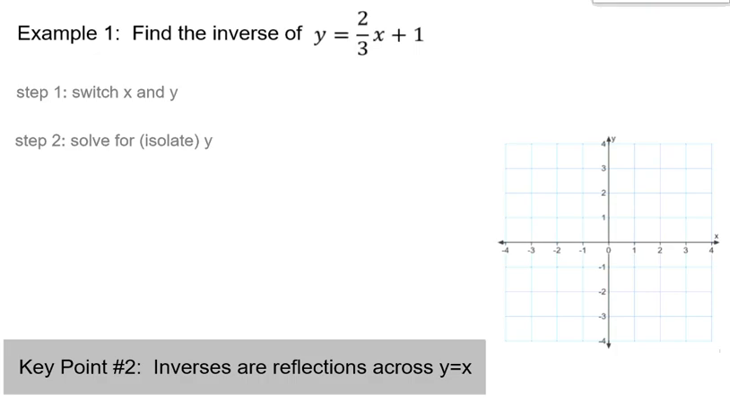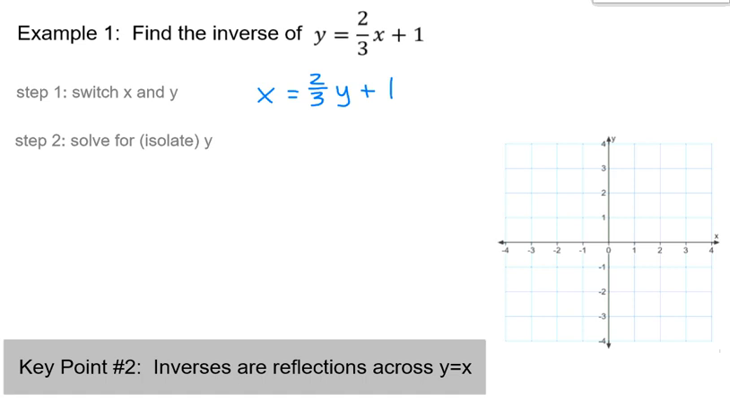Example number 1. We are asked to find the inverse of the function y equals 2/3 x plus 1. So because the domain and range switch, because x and y switch, our first step in this process is to actually switch the positions of x and y in the equation, and that would give us x equals 2/3 y plus 1. That's the inverse, but we don't typically leave it that way.